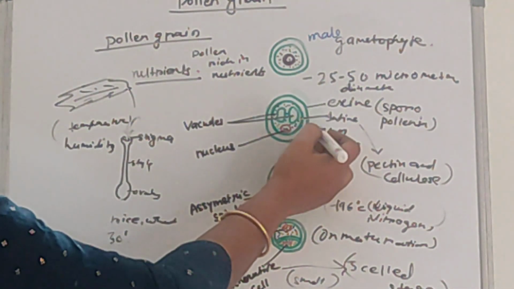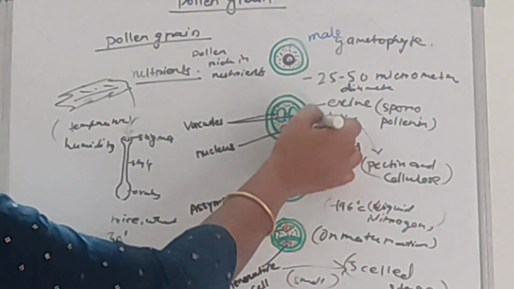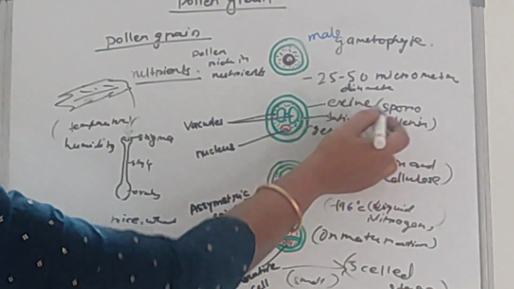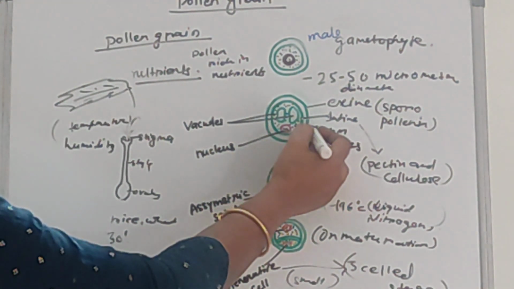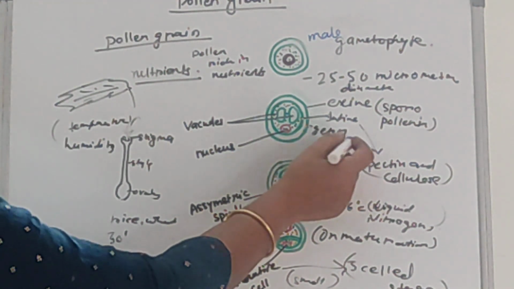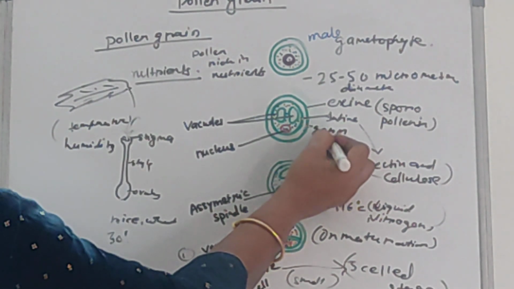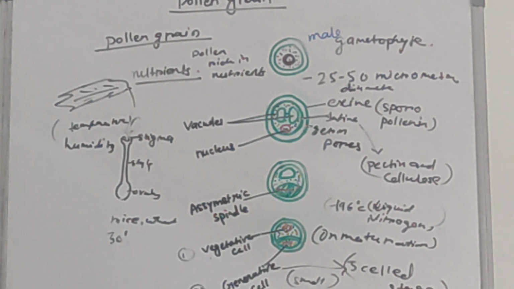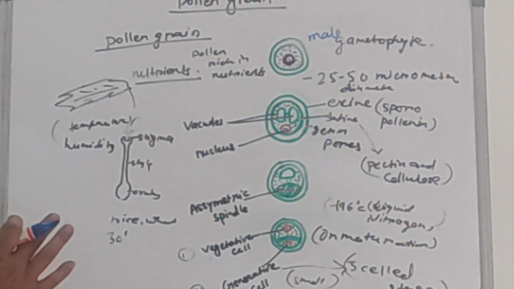But there is a pore in this wall. In the exine there is a place where sporopollenin is not present. That's why there is a pore, and this pore is called the germ pore, where sporopollenin is totally absent.